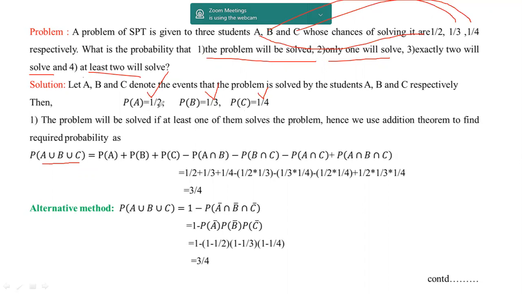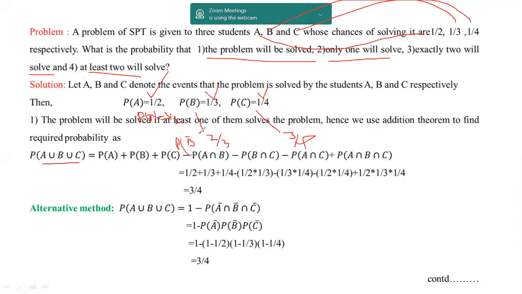So here, A solving is 1 by 2, and the probability of A complement, A not solving, is also 1 by 2. The probability of B complement is 2 by 3. Similarly, the probability of C solving is 1 by 4, so not solving by C is 3 by 4. So these are the complements.